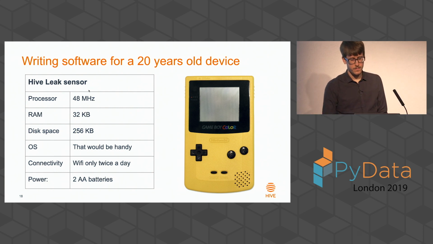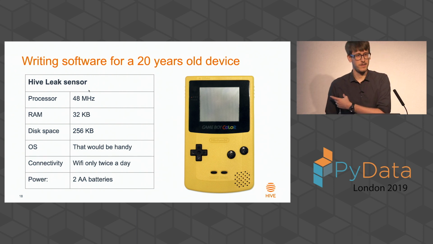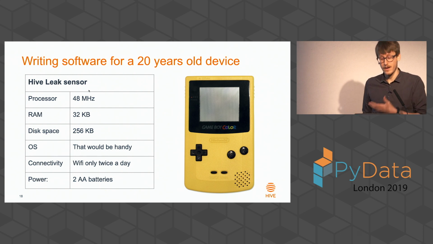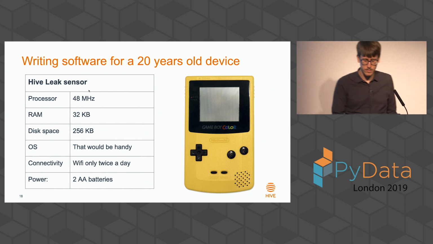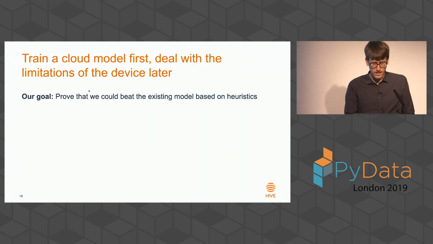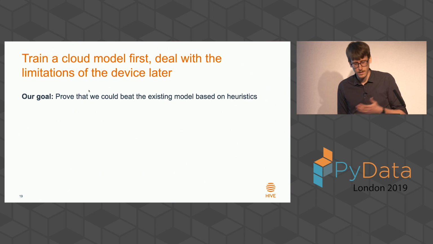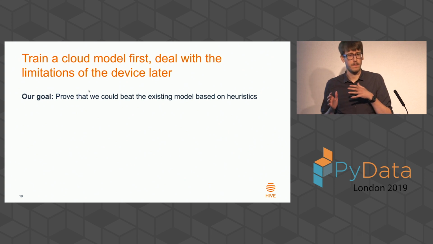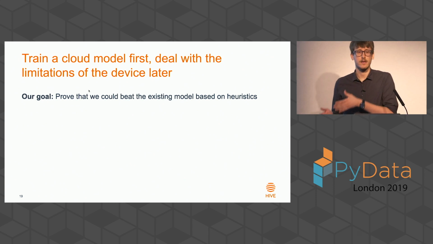So how do you take a modern machine learning model and fit it into a Game Boy? It's going to be hard. But on the other side, the Game Boy managed to run Pokemon Silver, so you should be able to do something. So our goal is to prove that our machine learning model can beat the existing heuristics that we had in place.